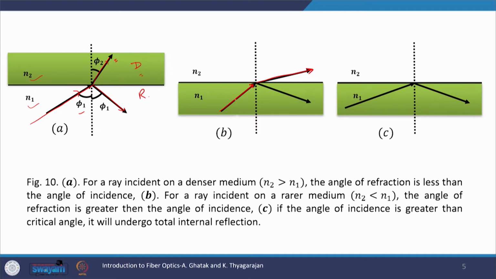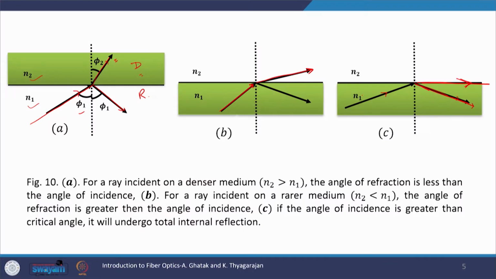Now, if you increase the angle of incidence, then it must so happen that light comes back in the first medium itself, and at a particular angle the light will follow this path. It will be refracted along the interface, which is called total internal reflection, and that angle of incidence is called the critical angle. If you launch the light at an angle larger than the critical angle, then the light will be reflected back in this direction only.